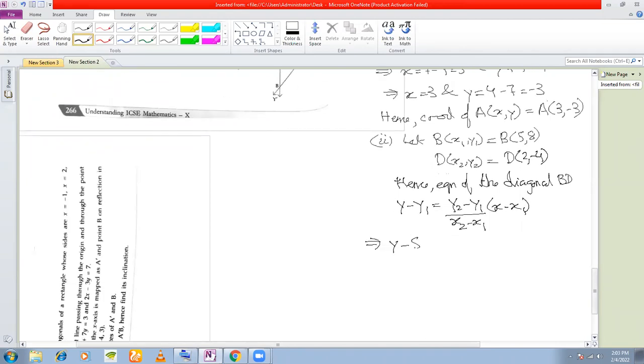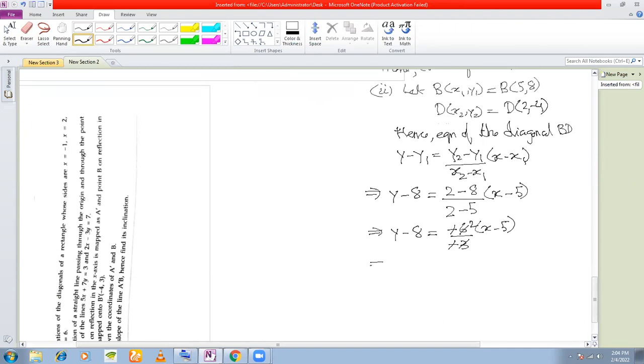y minus y1 is 8, y2 is -4, y1 is 8, x2 is 2, x1 is 5, into x minus x1, which is 5. Now we just need to simplify this. So y minus 8 is equal to (-4 minus 8) which is minus 12, and 2 minus 5 is minus 3, into x minus 5. The negative signs cancel and you have 3 cancelled with 12. So now if you cross multiply, you get y minus 8 is equal to 4 times x minus 5.